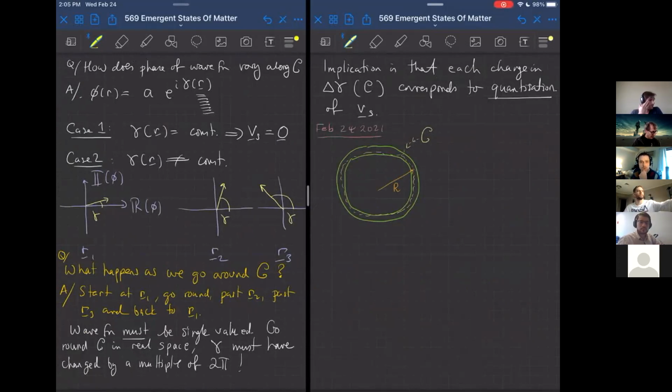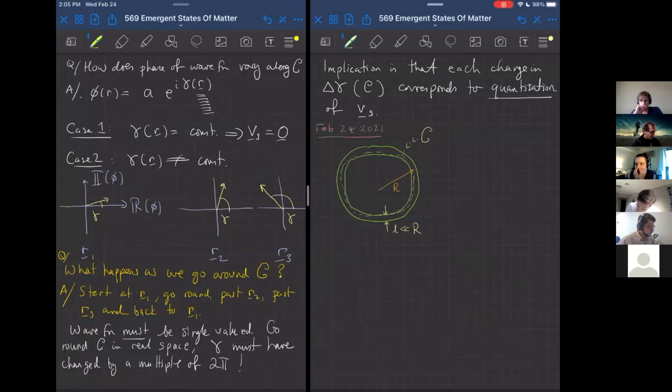So let's just see what that actually means. What I told you at the end of last time was that this implies that the velocity is quantized, and let me just explain why that's the case. Let's suppose that our annulus has a radius r and the thickness of the annulus, let's call that little l. We'll see that that thickness is very much less than the radius.